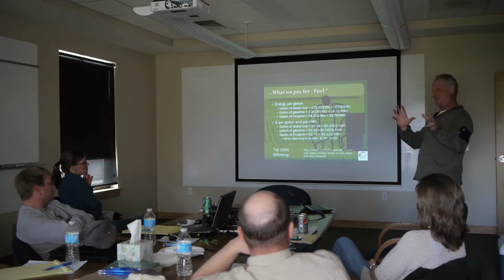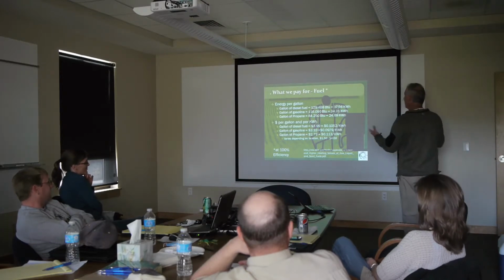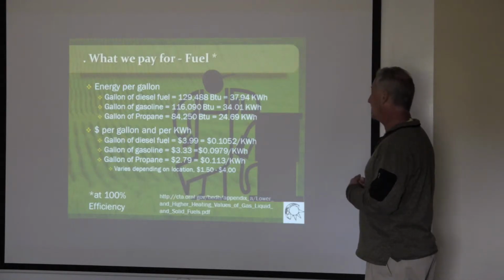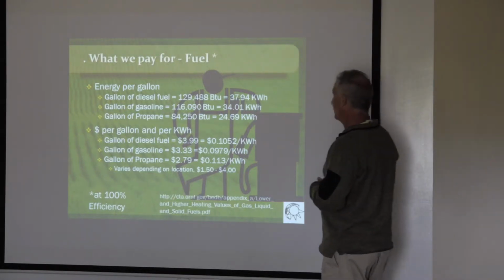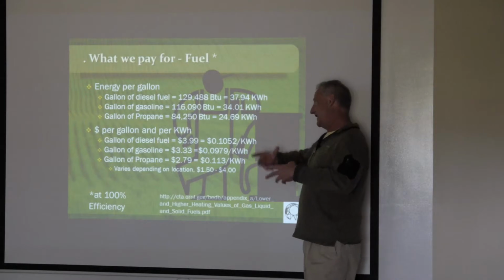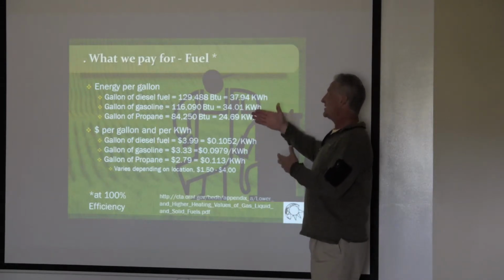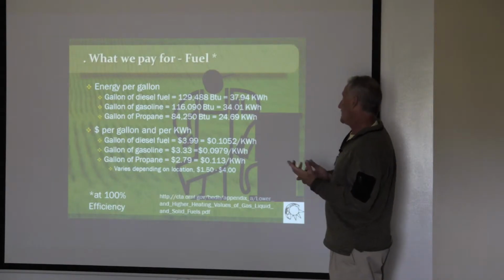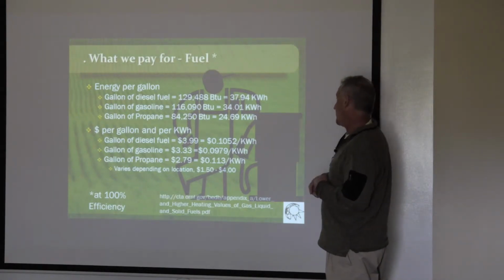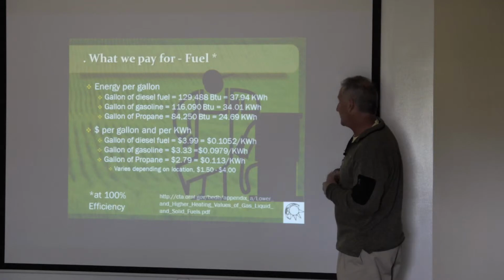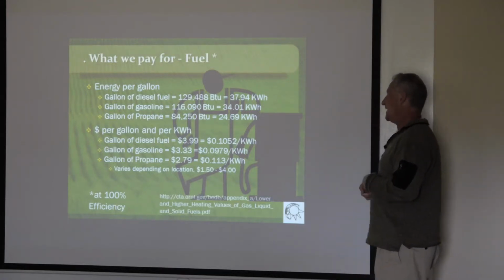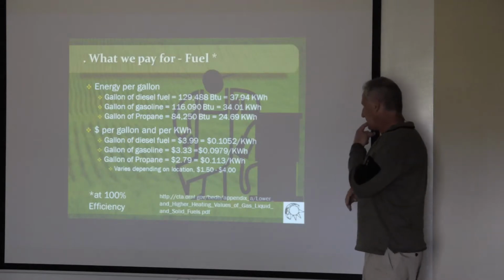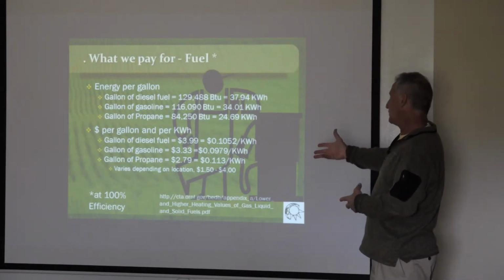So what we pay for in fuel: I've got energy per gallon, and remember the BTU is like a calorie, kind of, and like a kilowatt hour. I just converted these numbers. A gallon of diesel fuel has about 38 kilowatt hours. A gallon of gasoline, 34 kilowatt hours. A gallon of propane, 25 kilowatt hours. And there are costs per gallon.